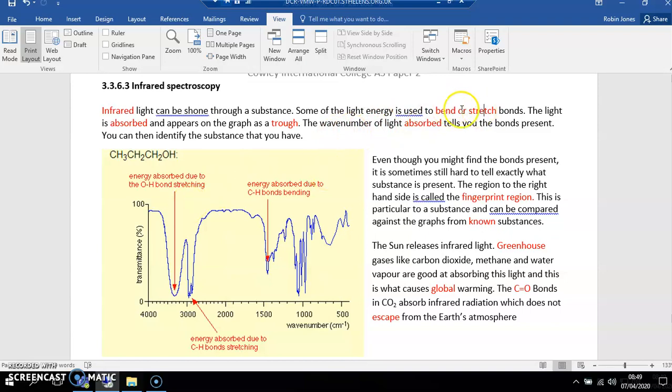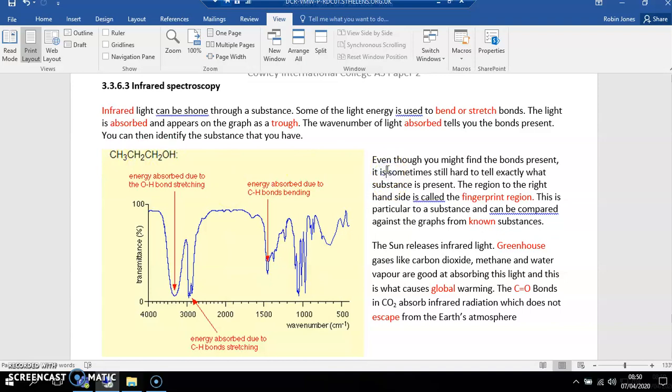They're present because those bonds bend or stretch and absorb some of the light. That's why we get these troughs, and you can identify the substance that you have. It's used in combination with a mass spectrometer, and so by doing infrared spectroscopy and mass spectrometry, you can find out the MR and therefore what kind of groups are present. So the MR through the mass spectrometry and the groups that are present through infrared spectroscopy, and you can then probably determine what kind of chemical that you've got.